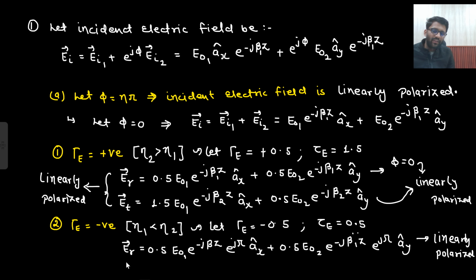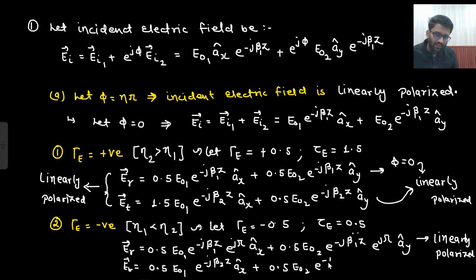And what about the transmitted wave? You can directly see what about the transmitted wave. Transmitted wave will also be, here beta 1 was there, but here it would be beta 2. Transmitted wave will also be linearly polarized only. This was a very easy case actually.